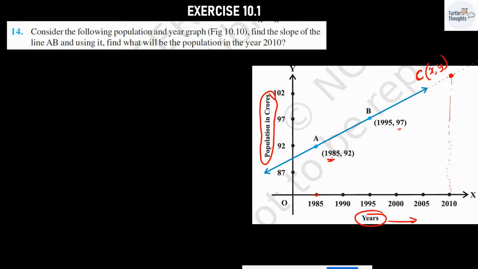1985 is taken here, 1995 is taken here. So 2010, what will be the value of x over here? Can I tell that C's x value will be 2010? So I can write this point C as 2010 comma y. I don't know y. Y is the population, right? This is what I have to find out. So in the question, I need to find the value of y. Did you understand what we need to find in the question?